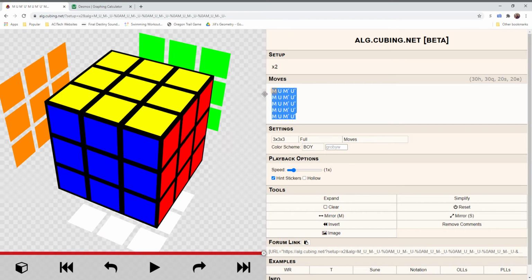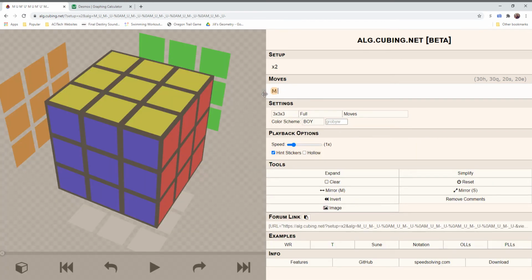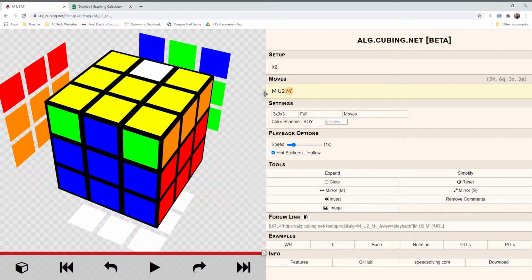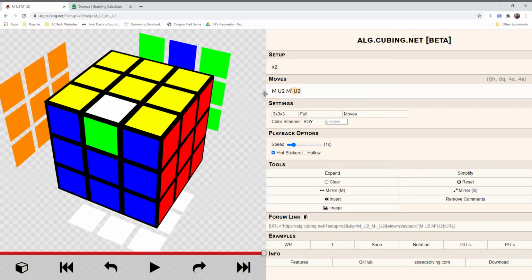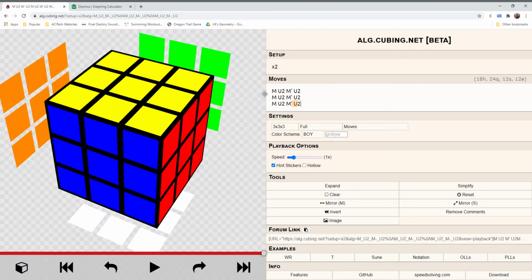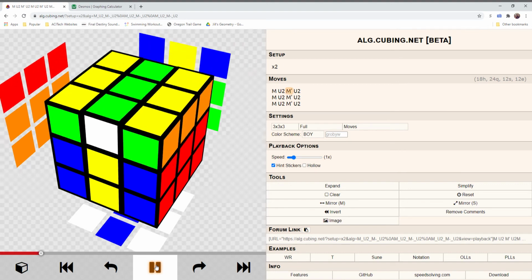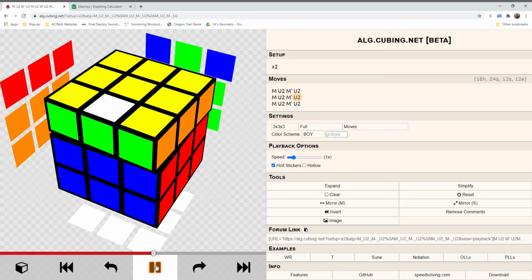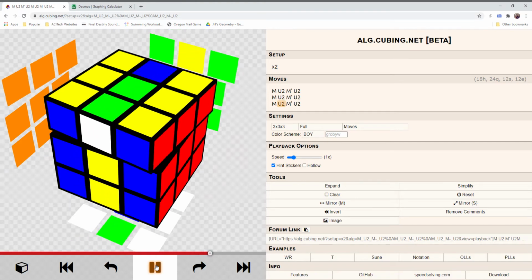And if you did something like M, U2, M prime, how do we undo a U2? Well, you would have to do a U2 again, right? I'm pretty sure this is 3 times. Most certainly is. Once again, M, U2, M, U2. The U2 undoes the other U2. Obviously, the M's undo the other M's.